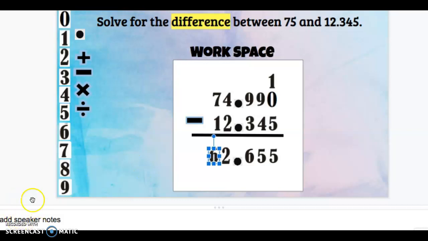Okay, so now since we've solved it and talked each step out, we are now going to write our steps and put them into a paragraph. So that's our next slide that we're going to be completing.